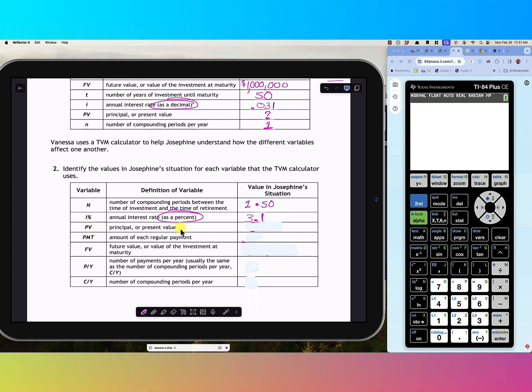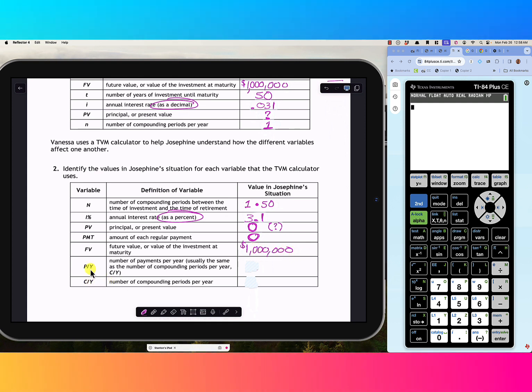PV is our present value. That's going to be unknown. And when it's unknown, you always just put a 0 in there. And I have a question mark to remind me that this is what we're solving for later. So again, if it's unknown, put a 0. All right, payments. We're actually not making any payments this time. So go ahead and put 0 there. In other words, we're not making any regular payments, right? We're just making a one-time deposit. All right. FV is the future value, which we know. That is $1 million.